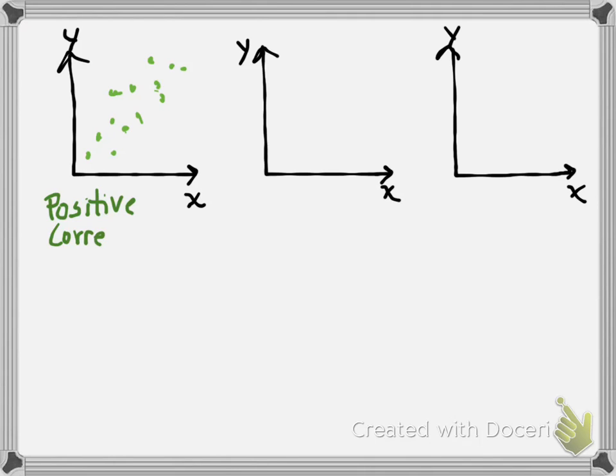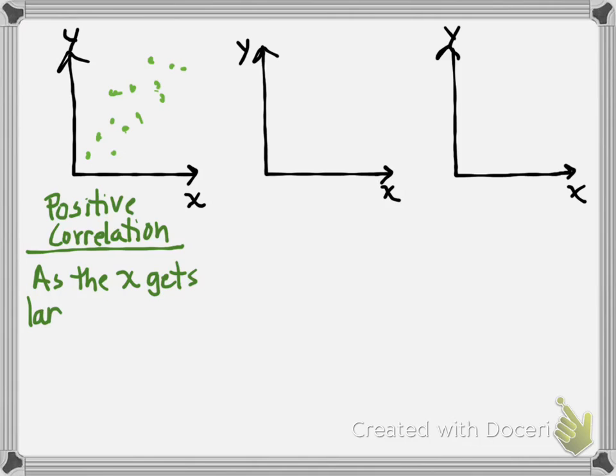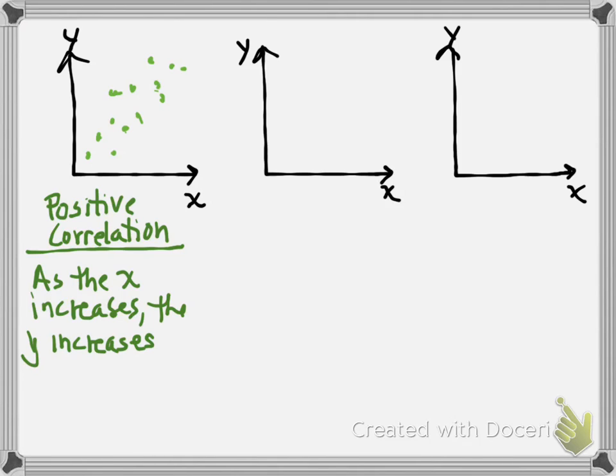You guys talked about this before? Oh, okay. So a positive correlation is as the x gets larger, or let's use better words than that. Let's say as the x increases. That sounds better to me. The y increases. Okay, so that's a positive.